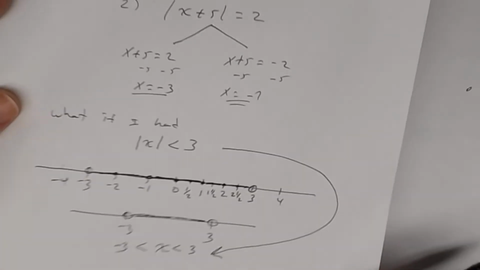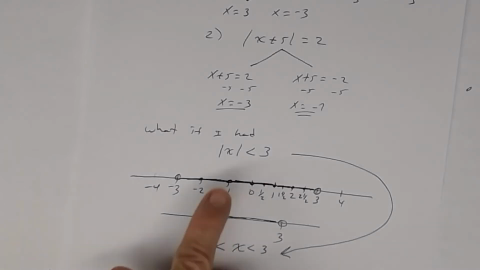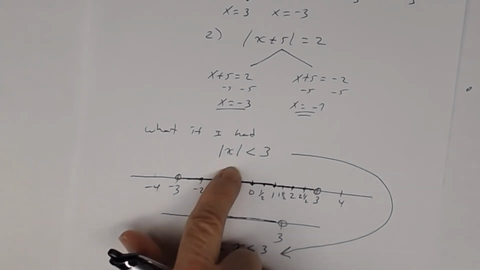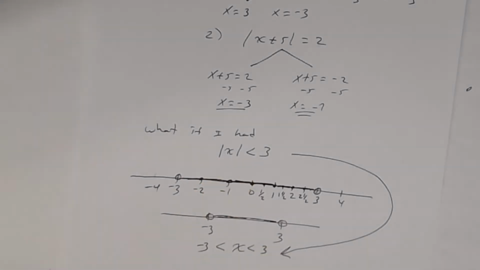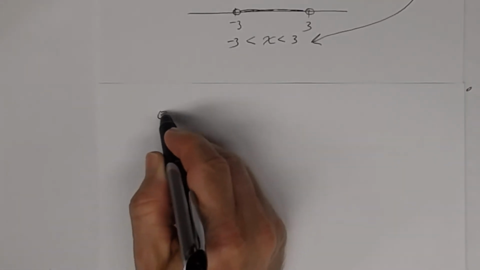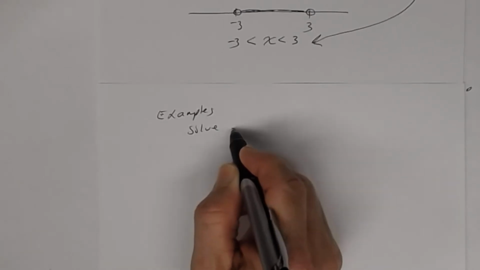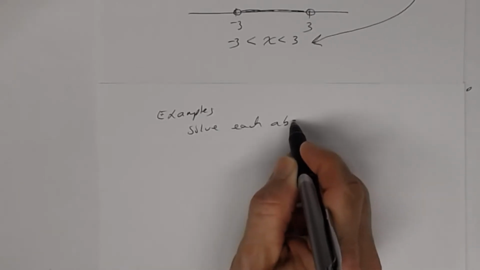Okay, so it's very simple. Don't let what we just did confuse you. It is a very simple process. Remember, we're dealing with absolute value less than, it is very simple to do. So let's look at this example. These are going to be examples we're going to look at. So we're going to solve each absolute value inequality.